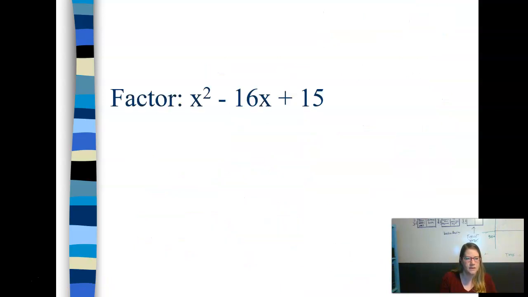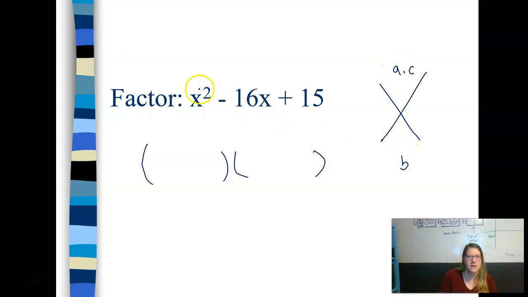Just to practice that. Here we have x squared minus 16x plus 15. We know we want to get it in factored form, so I'm going to put my parentheses here. We're going to use our x factor method. Remember, up here we want a times c, and down here we want b. So our a in this case, if I don't see a number in front of x squared, would be 1, right? So 1 times 15 goes here. And our b term is negative 16, so that's going to go here.